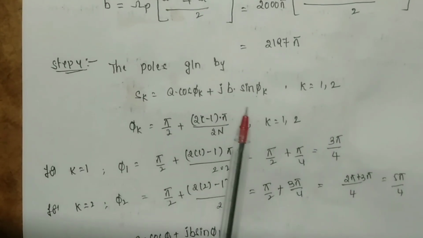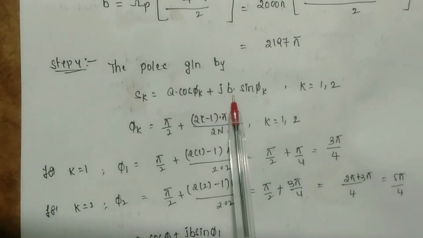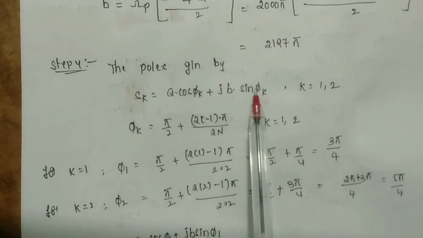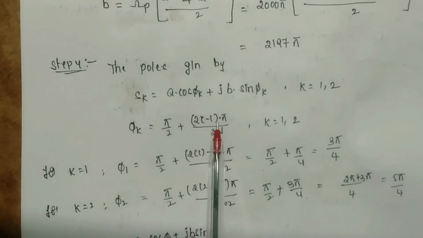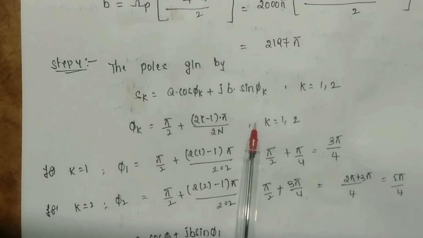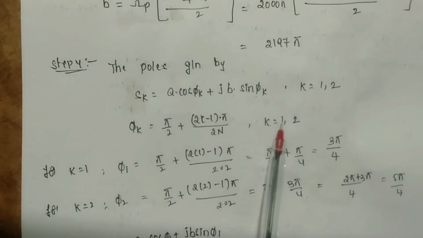Now that we have the A and B values, we will move forward to calculate the poles. The poles formula is sk is equal to a cos phi k plus jb into sin phi k. So A and B values we got, but phi k values we didn't get. The phi k formula is equal to pi by 2 plus (2k minus 1) into pi by 2n. Here n is equal to the order, and the k value runs from 1 to n. So here n is equal to 2, which means the k value will be 1 and 2.